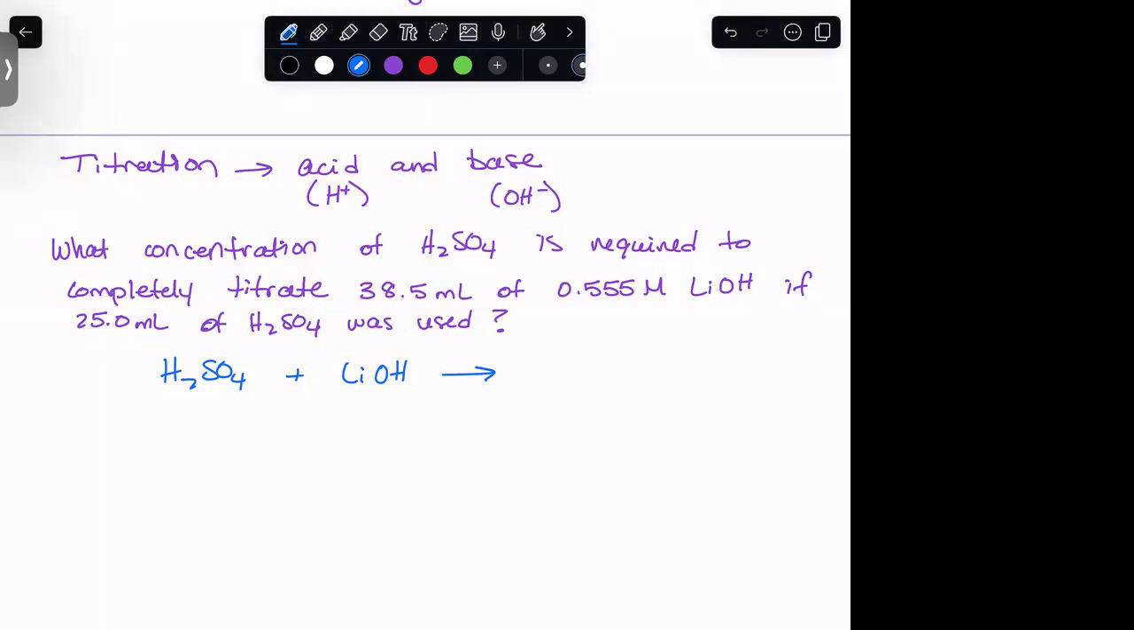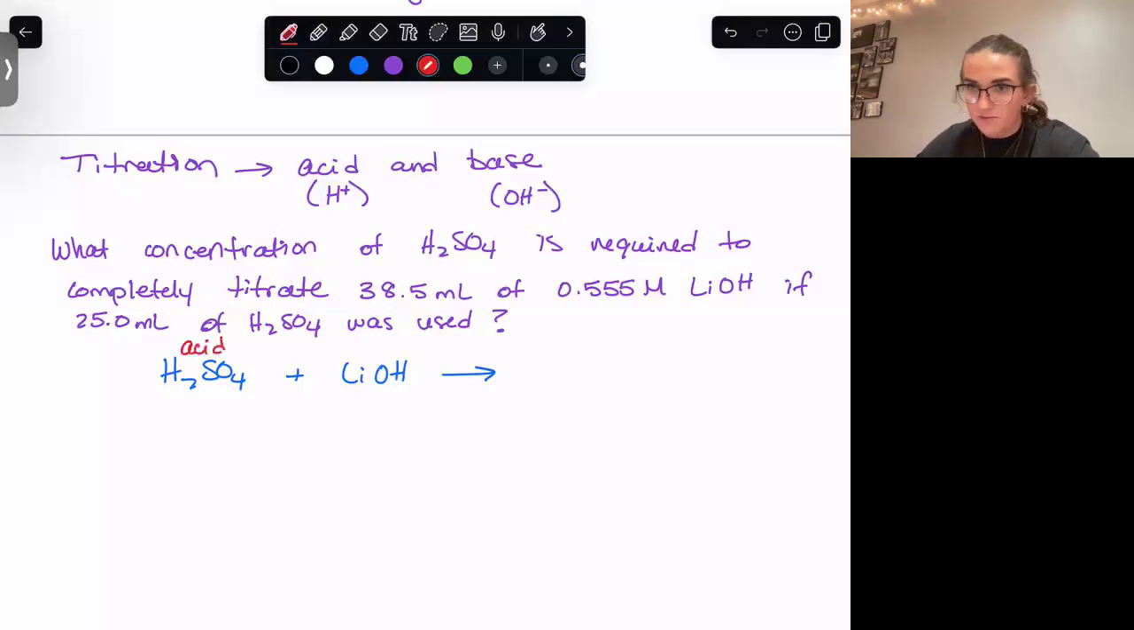H2SO4 is the acid and LiOH is the base. Perfect. Okay, so H2SO4 is an acid and lithium hydroxide is a base. These two are both in the chart of strong acids and strong bases, and so those I would highly recommend memorizing.